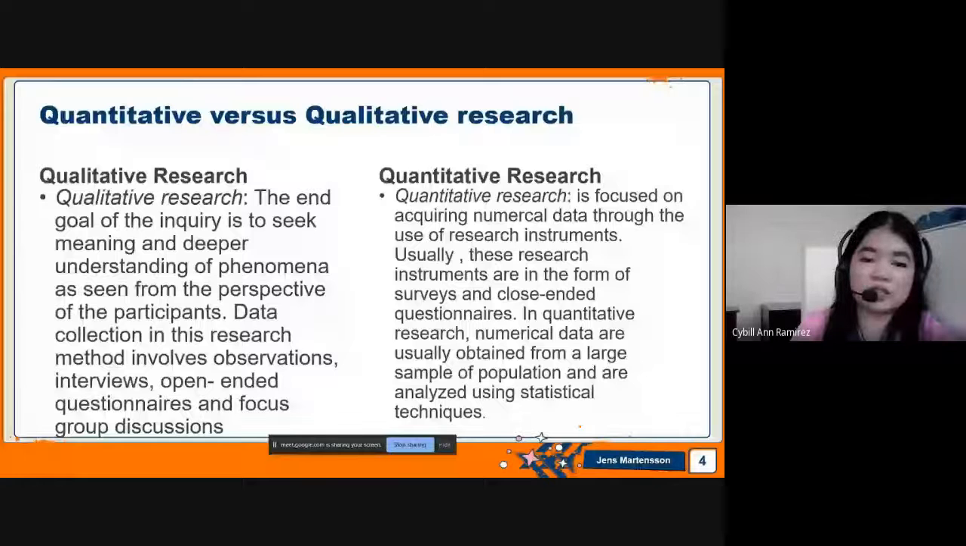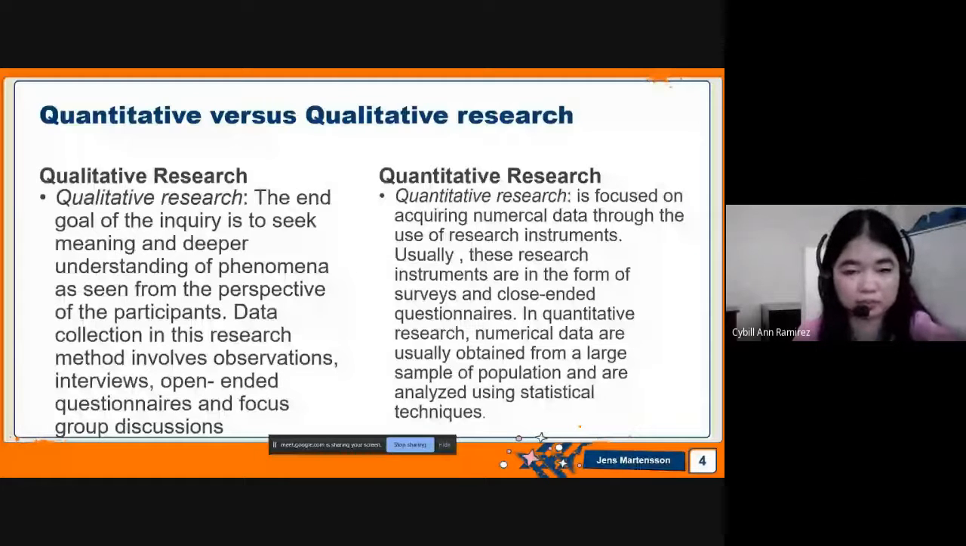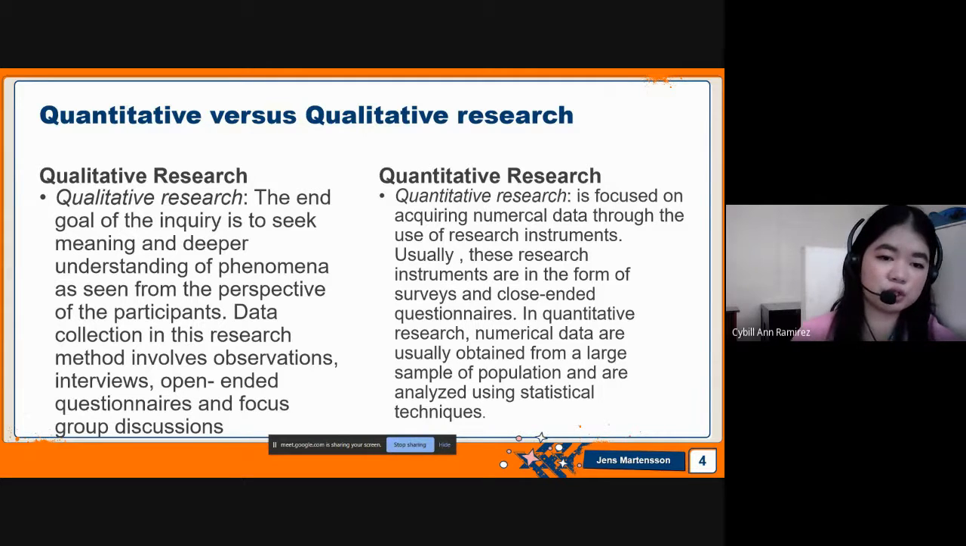It's more on group forums, interviews, and observations. They keep a diary, like every day they need to observe if there are changes in behavior, changes in their interaction. So in qualitative research, the end goal of the inquiry is to seek meaning and deeper understanding of the phenomena as seen from the perspective of the participants. Data collection in this research method involves observations, interviews, open-ended questionnaires, and focus group discussions.